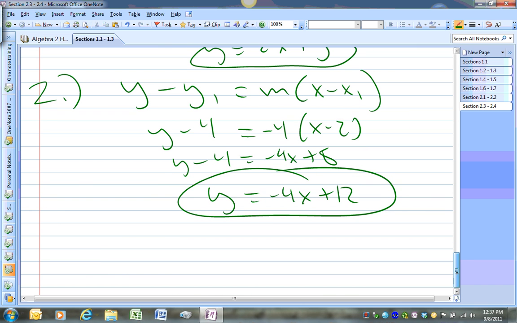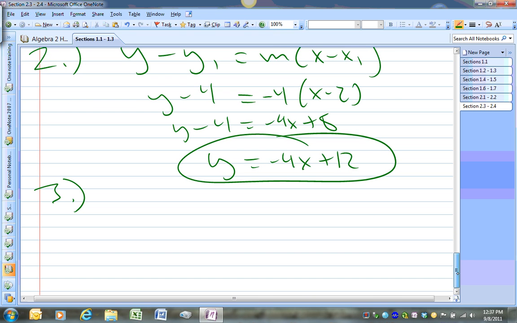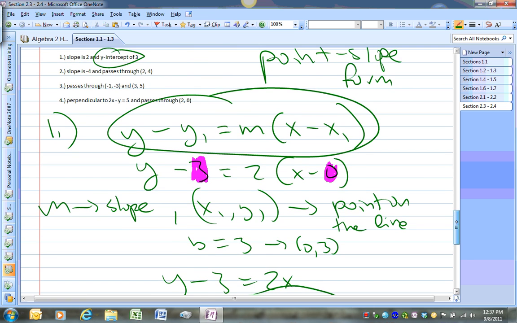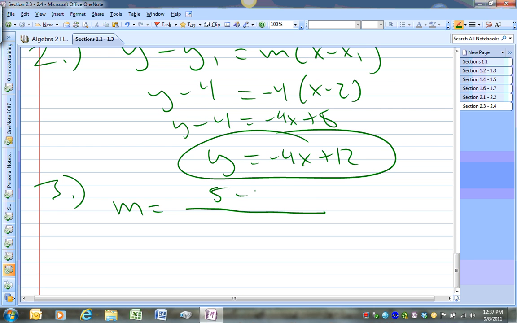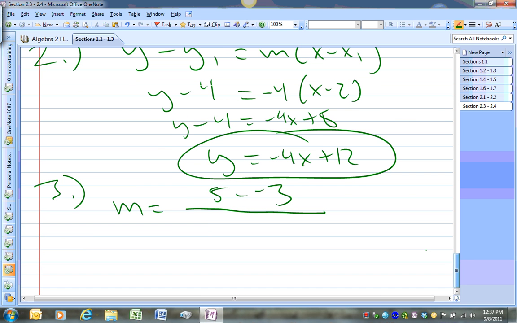Number 3 is going to pass through 2 points. So pass through negative 1, negative 3, and 3, 5. Unfortunately, you don't have the slope explicitly told to you, so you must calculate it. And we did this when we reviewed 2.2 in our last class meeting. So 5 minus negative 3 over 3 minus negative 1. 8 over 4, which is 2.